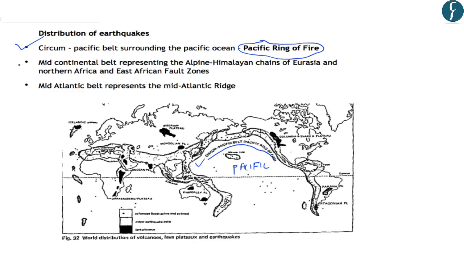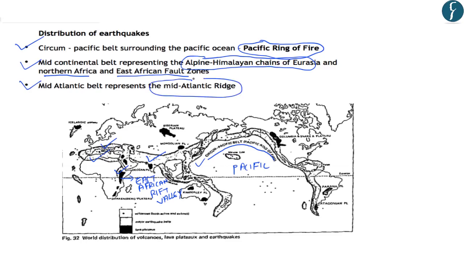Now the second important belt of earthquakes is the Mid-Continental Belt, which represents the Alpine Himalayan chains of Eurasia. Now Alpine Himalayan chains are the Himalayas and the Alps of the European continent. Further, this Mid-Continental Belt also lies in Northern Africa and East African fault zones. So this can be seen here, the Northern Africa and the East African fault zone. And this is the location where East African Rift Valley is located. The third important belt of earthquakes and volcanic activities is the Mid-Atlantic Belt, which represents the Mid-Atlantic Ridge. And about the Mid-Atlantic Ridge, we saw it in the diagram previously.